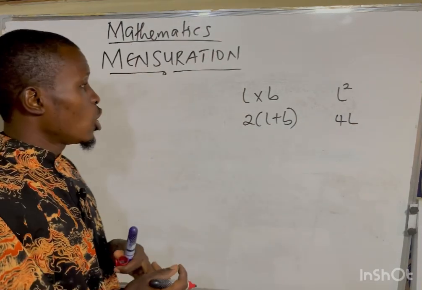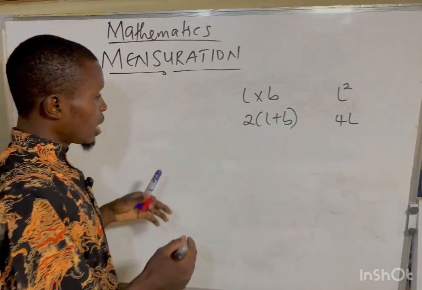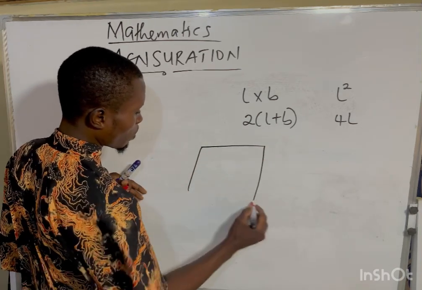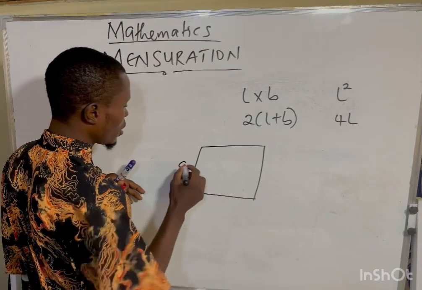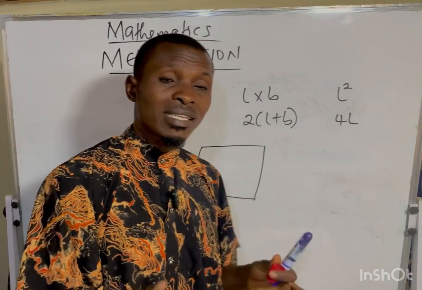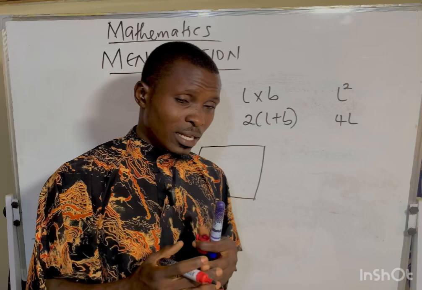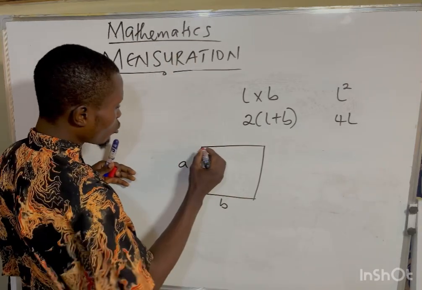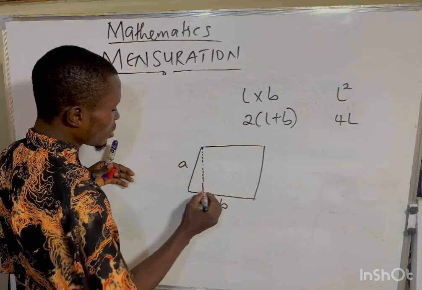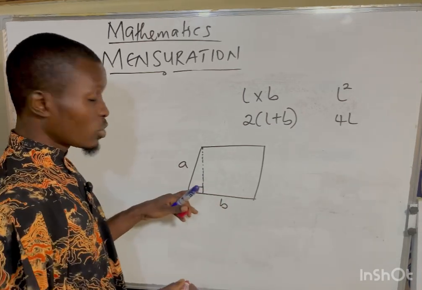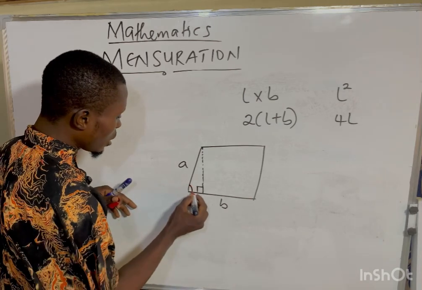You have a parallelogram. I will need to draw this shape. A parallelogram looks like this. You have here to be A, here to be B. Remember, in a parallelogram, opposite sides are equal and parallel. Opposite angles are also equal. Now you have the height of a parallelogram this way. This height is perpendicular to the base. You have something like this, angle 90 here. Suppose you have an angle here.